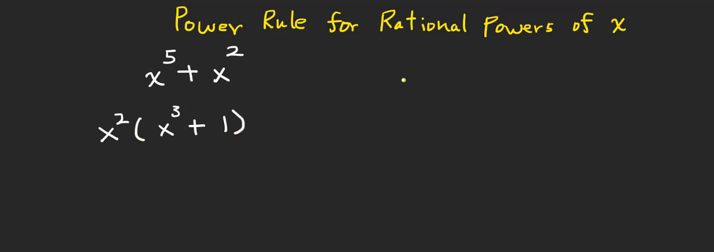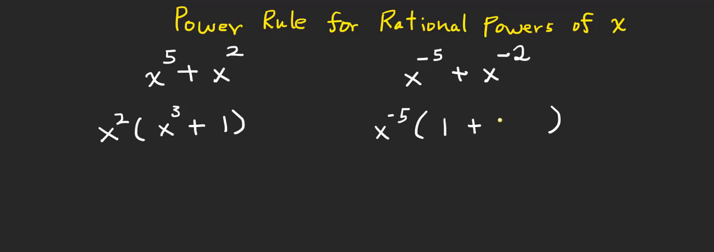Now, what if it was x to the negative 5 plus x to the negative 2? How do you factor this out? What is the greatest common factor? Well, you have to choose the smaller exponent. Which is smaller, negative 5 or negative 2? Negative 5 is smaller. So what happens when you take out x to the negative 5? You get 1 plus x to the, remember when you multiply you add the exponents, so negative 5 plus what will give you negative 2? It's going to be positive 3.